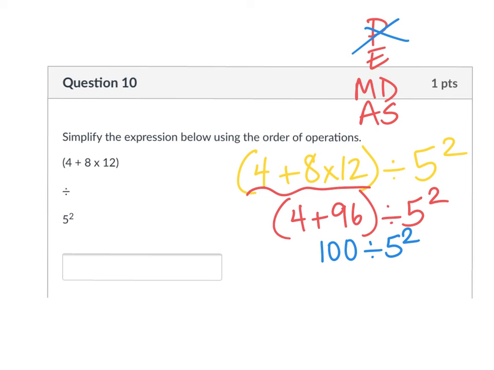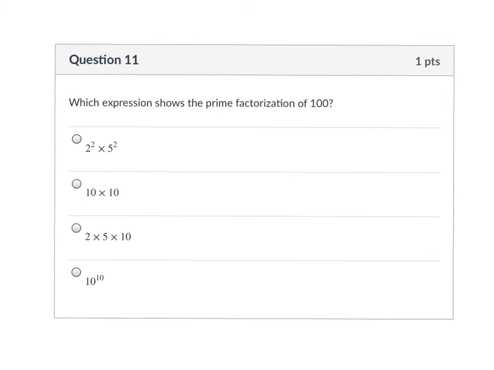I'm done with my parentheses, on to my exponents. 5 to the second power means 5 times 5, so this is going to be 25. And then my final step, division. 100 divided by 25 is 4. 4 is my answer.